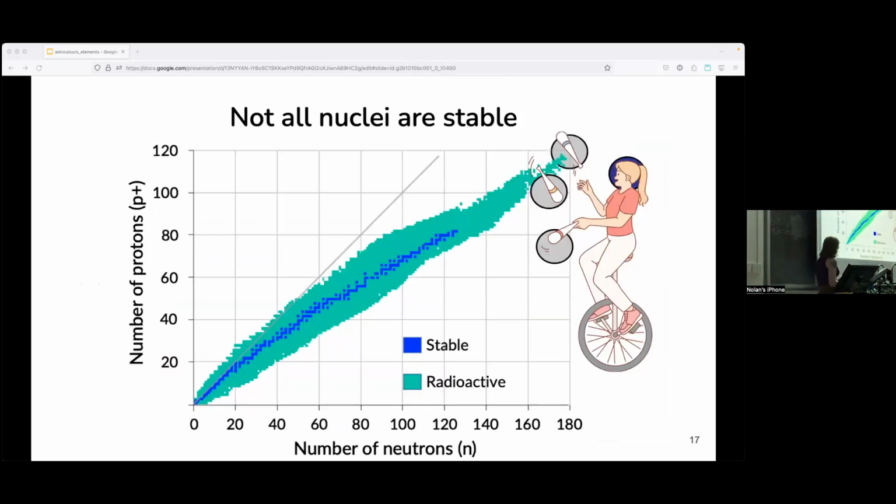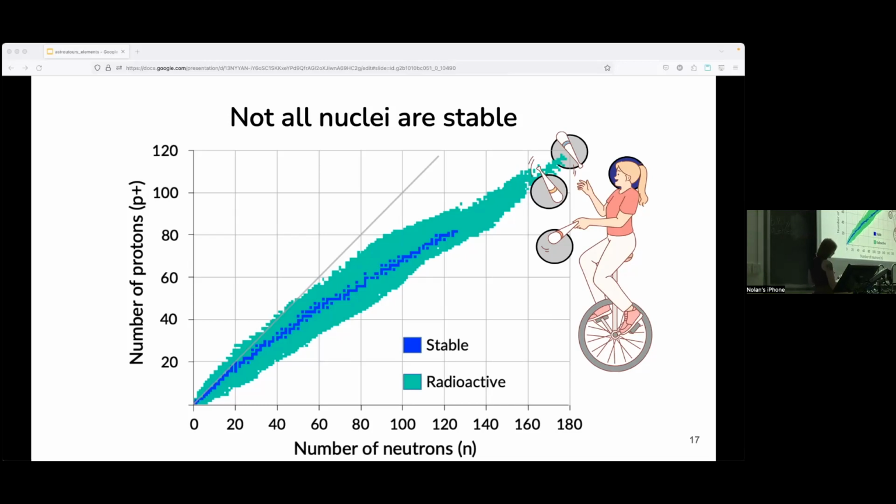But we have to be a little bit careful when we do this, because not all nuclei are stable. We can't just start combining protons and stacking them all together and expecting to have a stable nucleus at the end of the day. Most of them are going to be radioactive, meaning they will have to rearrange themselves, gain and add other particles in order to sort of survive forever.